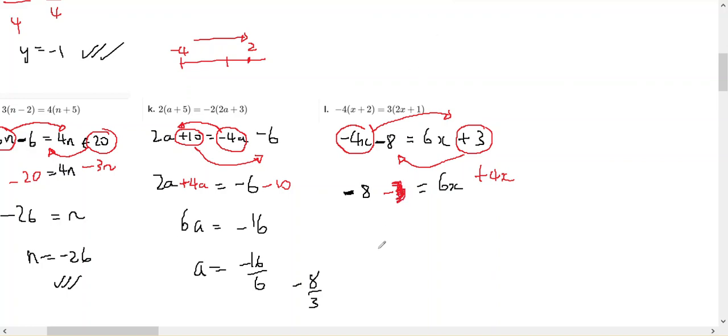So I've got minus 14 equals 10x. Divide both sides by 10. And rewriting it with x on this side, negative 14 on 10 is going to be my answer.